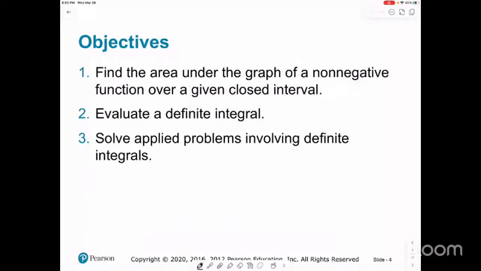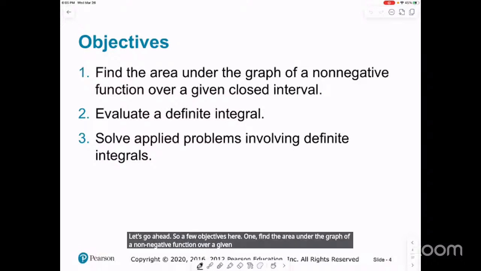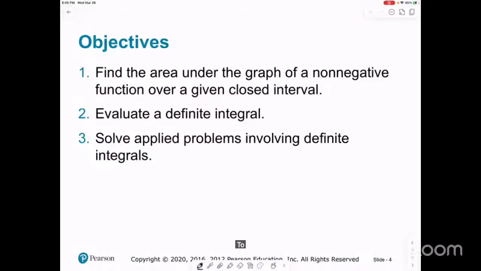Let's go ahead. A few objectives here. One, find the area under the graph of a non-negative function over a given closed interval. Two, evaluate a definite integral. And three, solve applied problems involving definite integrals.